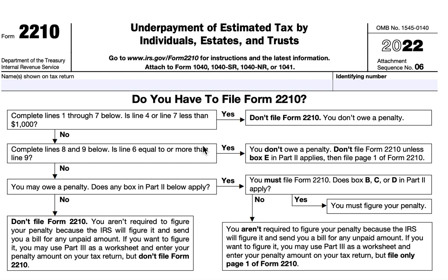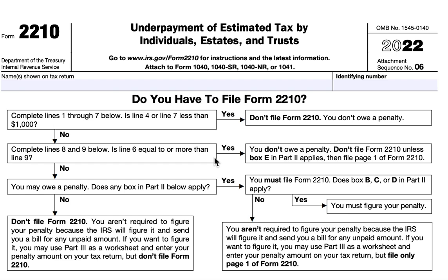You'll go through line 8 and line 9, and then if your line 6 is equal to or more than line 9, then you don't owe a penalty. You don't need to file this form unless there's an applicable part, box E. Then you file the first page of this form. If line 6 is not equal to or more than line 9, you might owe a penalty. Then you have to go through part 2 to see if any of that applies. And if it does, then you must file this form.